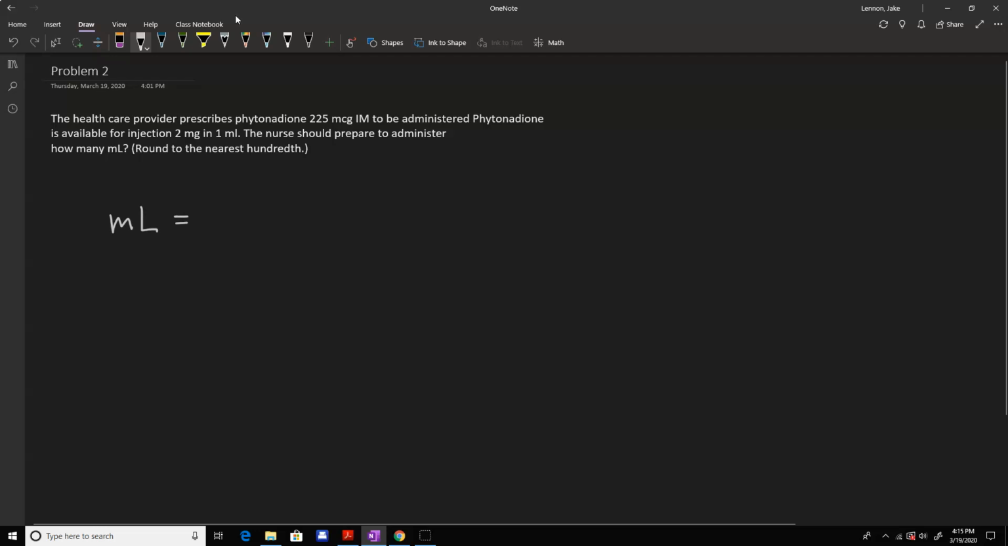Do I see milliliters? Well, I see it right here: 2 milligrams in 1 milliliter. So milliliters has to go on top because that's what I'm trying to finish with. So I have my 1 milliliter over my 2 milligrams. And now I want to look in the problem for milligrams.